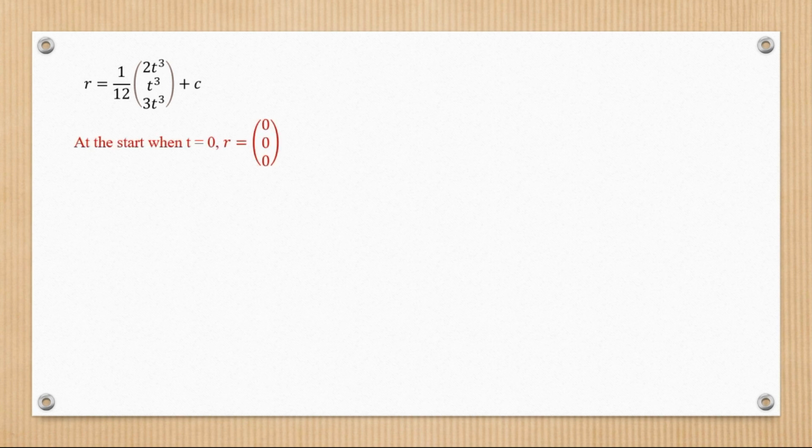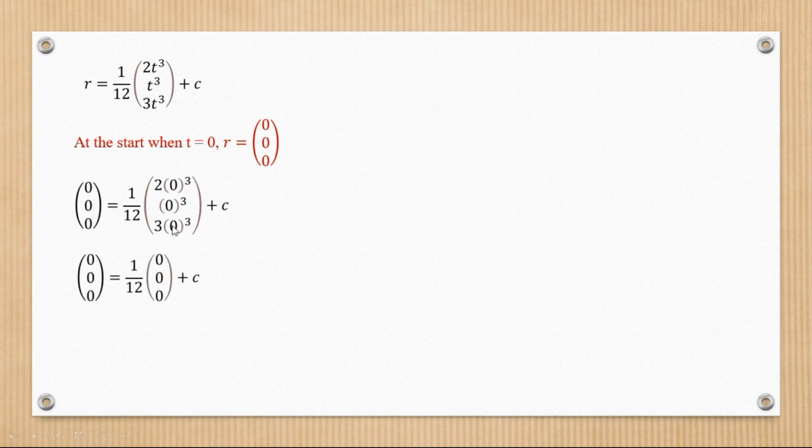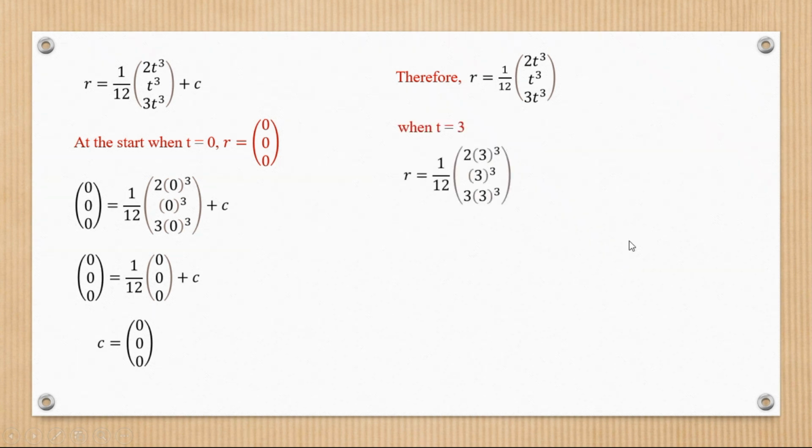So at the start when t is equal to 0, we've seen that this particle begins with initial position vector 0, 0, 0. So that's why we have it as 0. So now we're going to have 0 being equal to 1 over 12 times that. This times this will actually be 0, so I'll remain with c being equal to 0, 0, 0. So that means that r shall be equal to only this side right there. Therefore when t is 3, I'm going to plug in a 3 wherever there is a t.